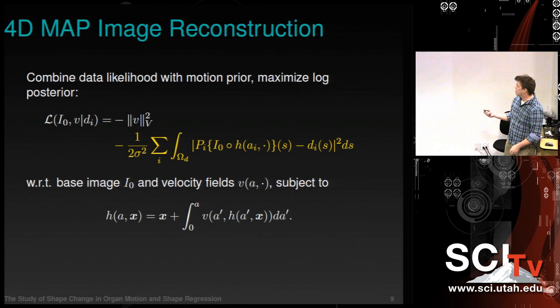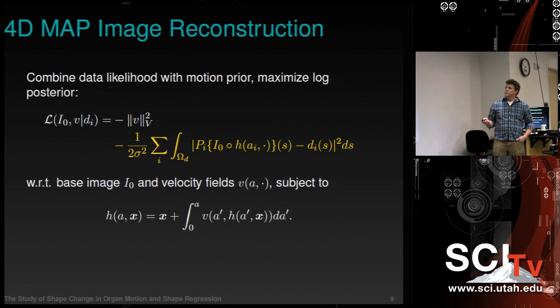So combining our data likelihood, which is, as I said, the sum of squares, with our regularization term, we get a posterior probability. And maximizing this gives us our full maximum a posteriori algorithm. And so we'll minimize this, or maximize this, for both the base image, which is a 3D volume, I0, and a set of velocity fields. And you notice that this setup has all the things I just mentioned.